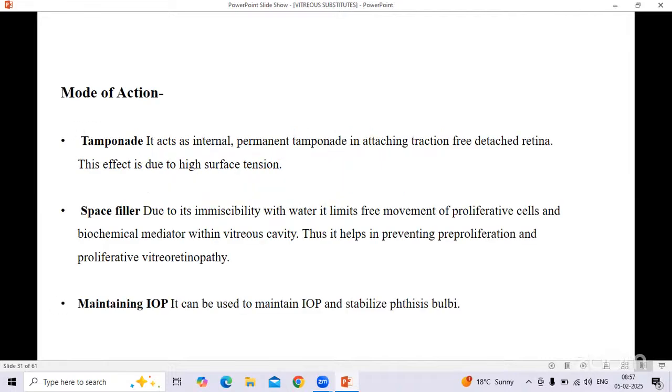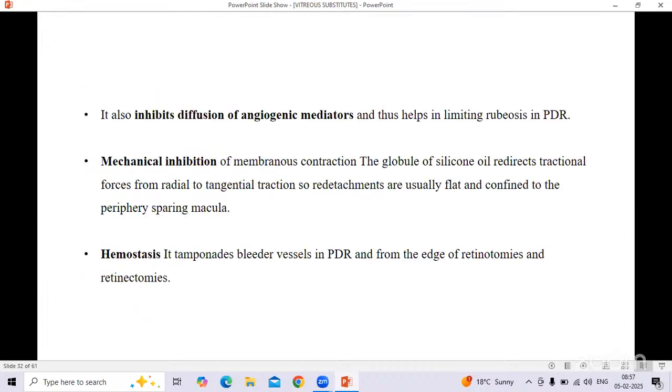Their mode of action is tamponade. They act as an internal and long-term tamponade in attaching a traction-free detached retina, and this is due to their high surface tension. They are used as space fillers, and they also help in maintaining IOP. They inhibit diffusion of angiogenic mediators, so they help in limiting rubeosis in PDR. They cause mechanical inhibition of membranous contractions, and they also cause hemostasis. So it tamponades the bleeder vessels in PDR and from the edges of retinotomies and retinectomies.